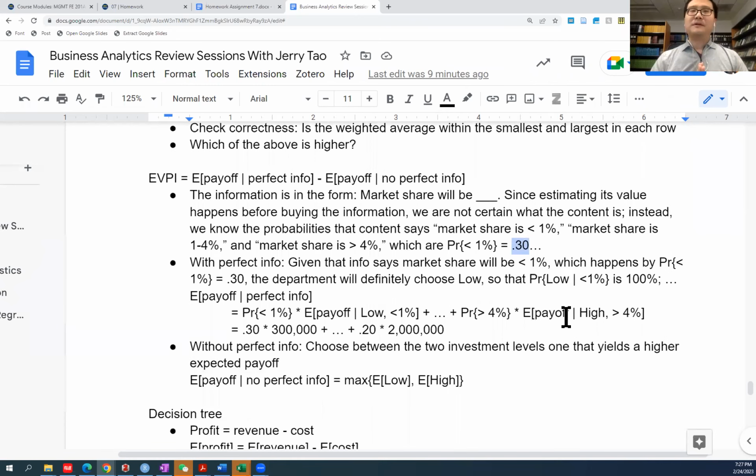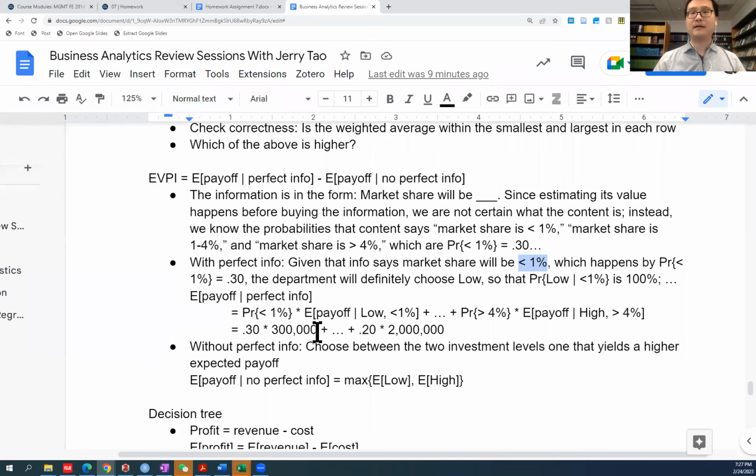All right. So now, if we have the perfect information, it means once we get the information packet, if it says that it's smaller than 1%, what would we do? We would definitely choose between low and high, whichever gives us the better payoff. According to this table, if the market share is smaller than 1%, we would definitely choose low. And by the same principle, if the information packet tells us the market share is between 1 and 4%, we would also choose low.